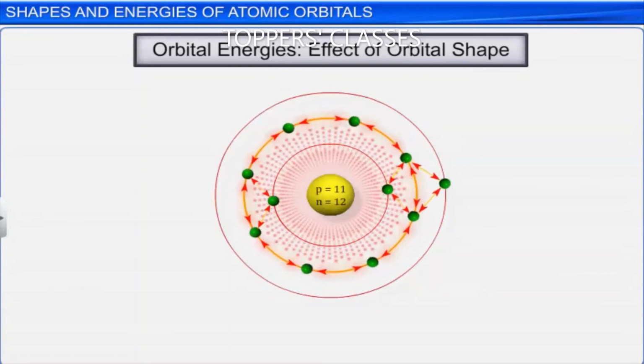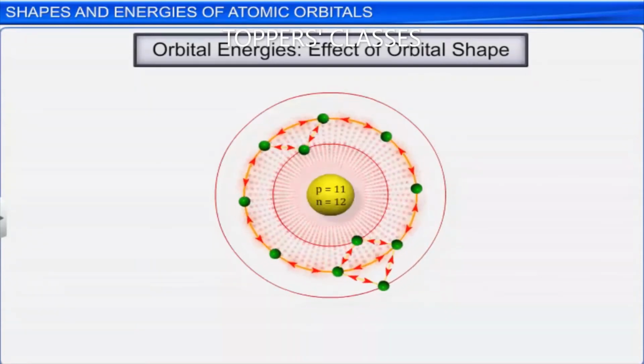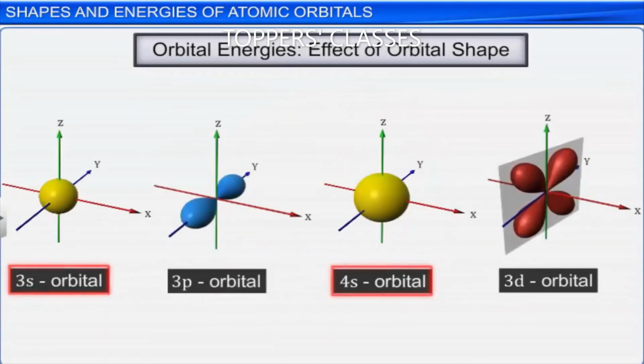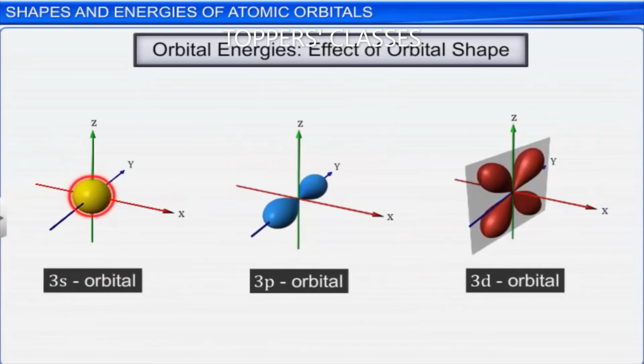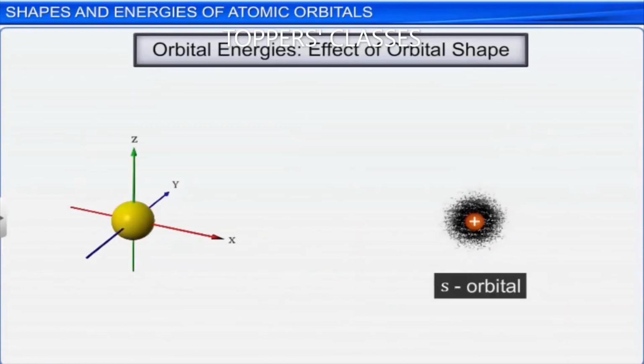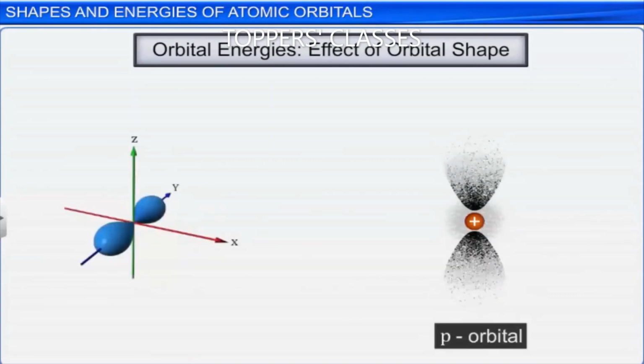The attractive and repulsive interactions in a multi-electron atom depend upon the shape of the orbital and shell. As the shape of s orbital is spherical, it shields the electrons more effectively as compared to p or d orbitals present in the same shell. In addition, due to spherical shape, the electron in the s orbital spends more time closer to the nucleus in comparison to p orbital. Similarly, the electrons in the p orbital spend more time closer to the nucleus in comparison to d orbital.